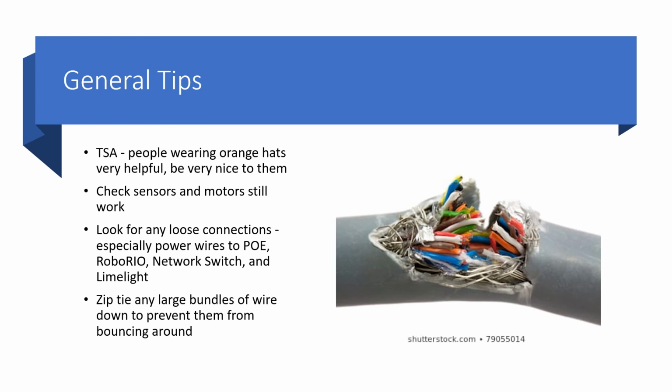Also check to make sure that your sensors and motors are working before and after matches to make sure no damage has occurred. Try to look for any loose connections, especially in power wires and Ethernet cables to the Power over Ethernet, RoboRio, network switch, and Limelight. These are all devices that we've had connections for the power wires come loose, so let's prevent this from happening again.